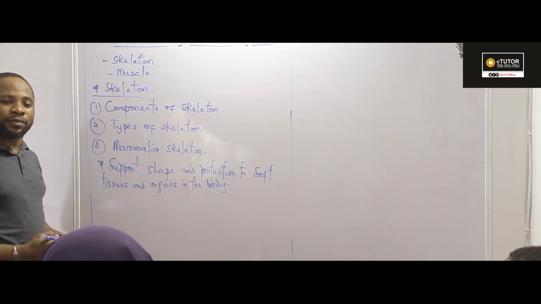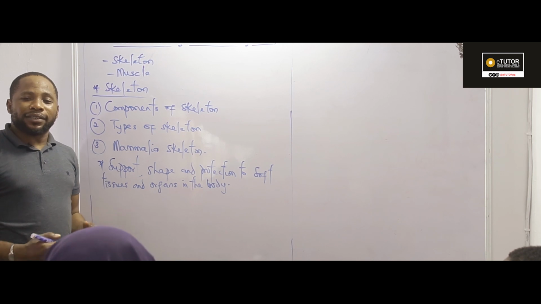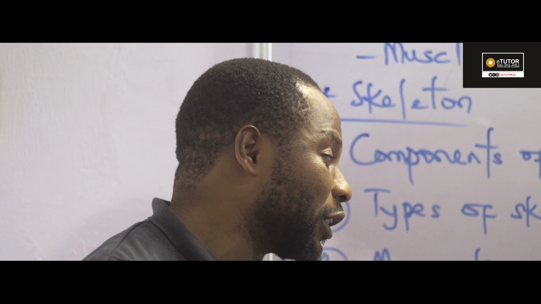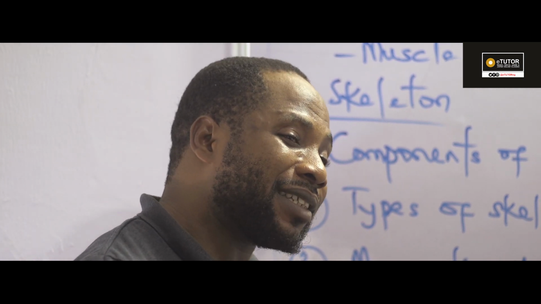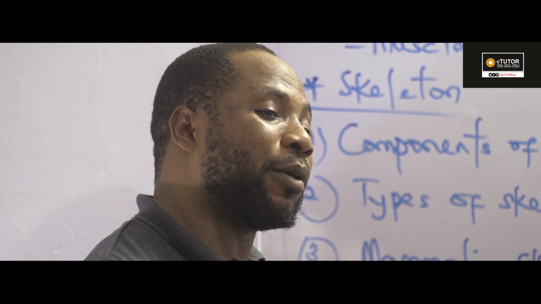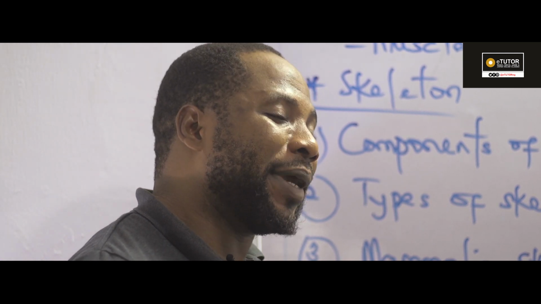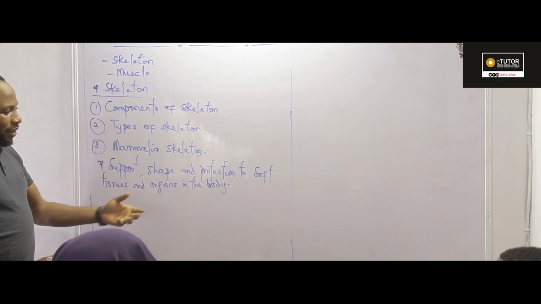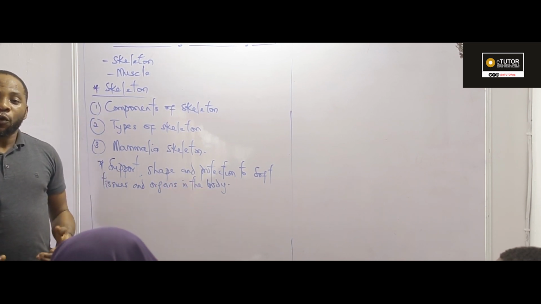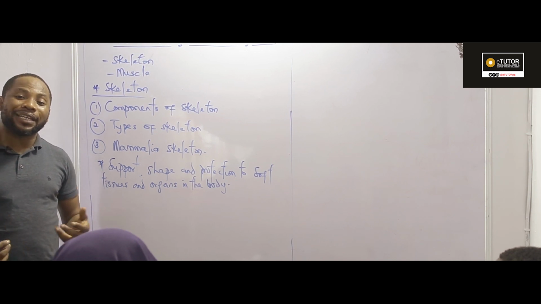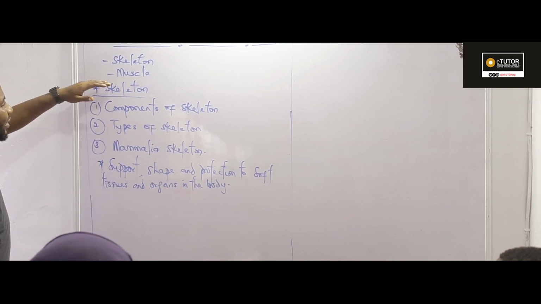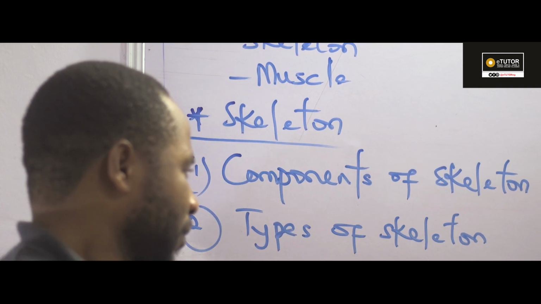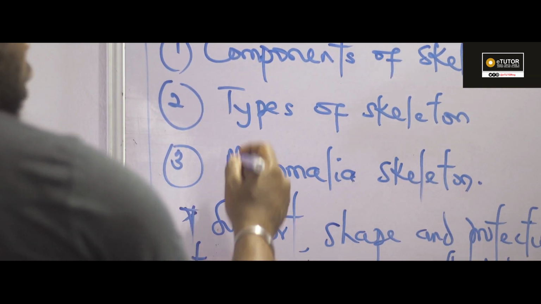For example, brain is one of the most important organs in the body, delicate and the most important organ in the body. Heart is one of the most important organs in the body, and both are being protected by skeleton. E.g., the skull protects the brain, while the ribs protect the what? The heart. So, skeleton is the major framework in which the body is what? Built. The next one is component of skeleton.